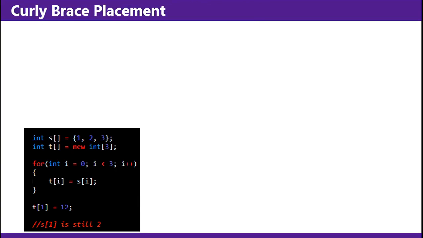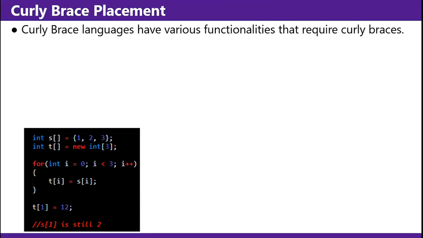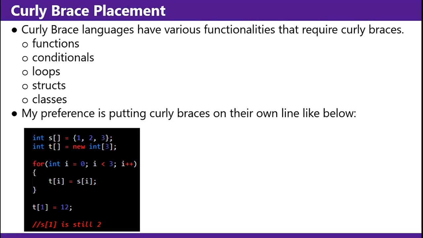Curly brace placement. Curly brace languages have various functionalities that require curly braces. Functions, conditionals, loops, structs, classes. My preference is putting curly braces on their own line like below. If you see below, the for loop has curly braces on its own line.